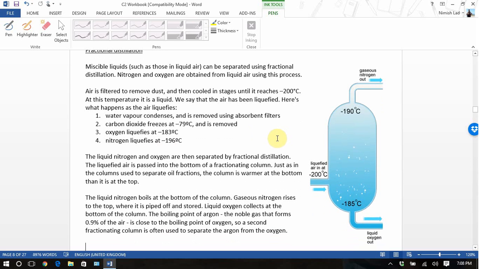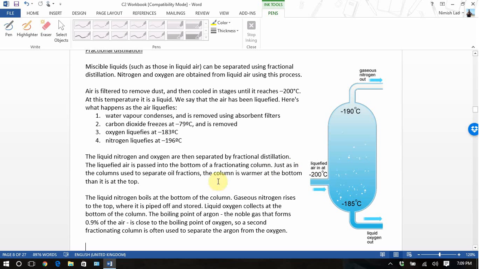The liquefied air is passed into the bottom of the column. So you pass the air into the column. Just like it's used with oil fractions, it's warmer at the bottom than at the top. So it starts to warm it up, and therefore certain fractions come off there, certain parts.